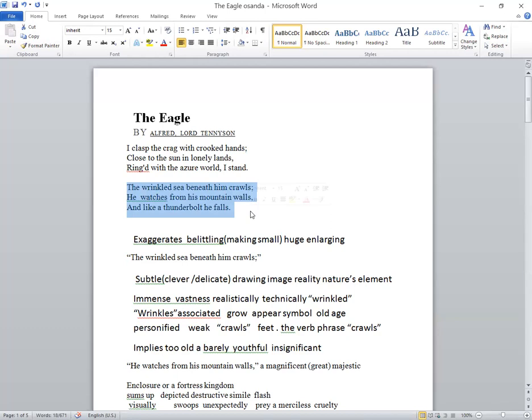It means the stanzas are written regularly, systematically, methodically. There's a rhythm. We call it regular versification.